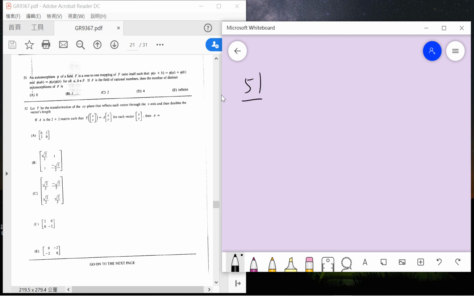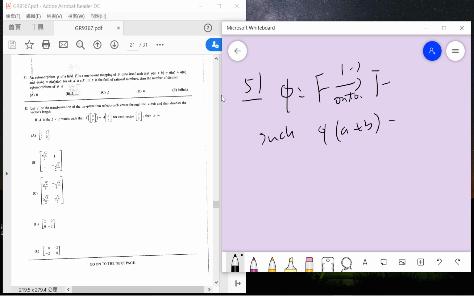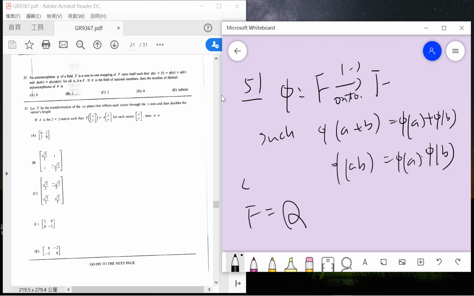Okay. So an automorphism phi is from a field to a field, such that phi of A plus B equals phi of A plus phi of B, and phi of AB equals phi of A times phi of B. And F is Q.